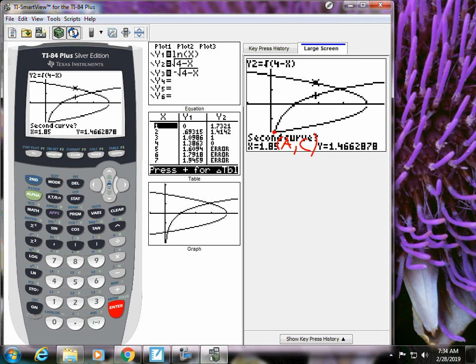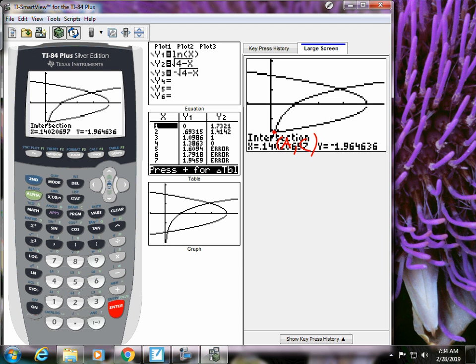Second curve, it put me on that positive, on the top half of the parabola. That's not the second curve. Do you know how to move to the other curve? Up or down arrows get you. There it is. Now I can press enter. Yeah, this is the second curve, the negative square root. And then for guess, you just want to move so you're closest to that value. I think that should work.